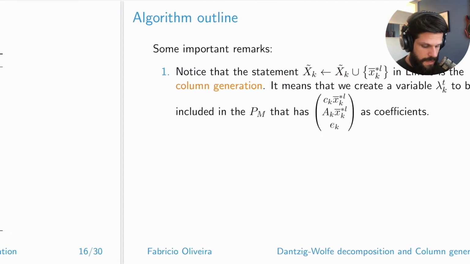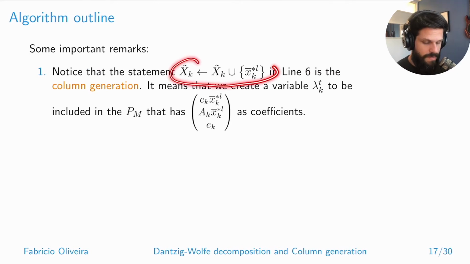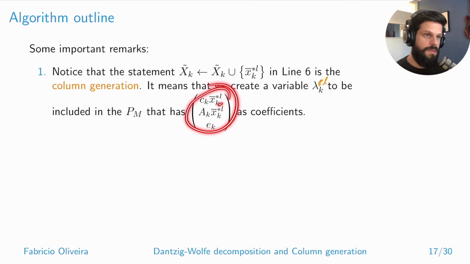So you can see that this statement, where I'm adding the extra extreme point to this x tilde set, is what we mean by column generation. We are physically creating a new variable lambda k to be associated with that element t. Perhaps I could have used L. And this element is the column associated with that new variable.